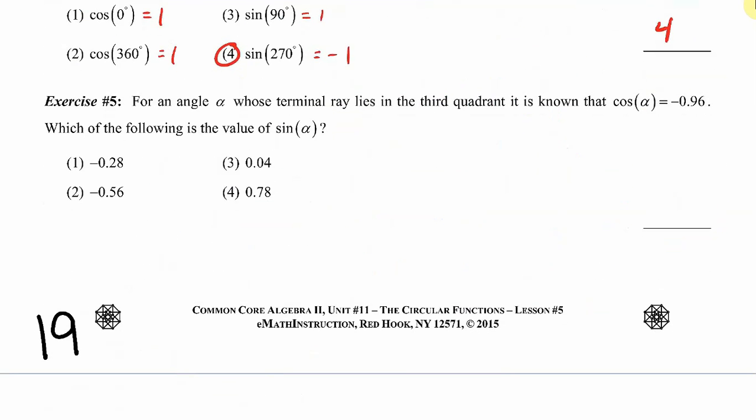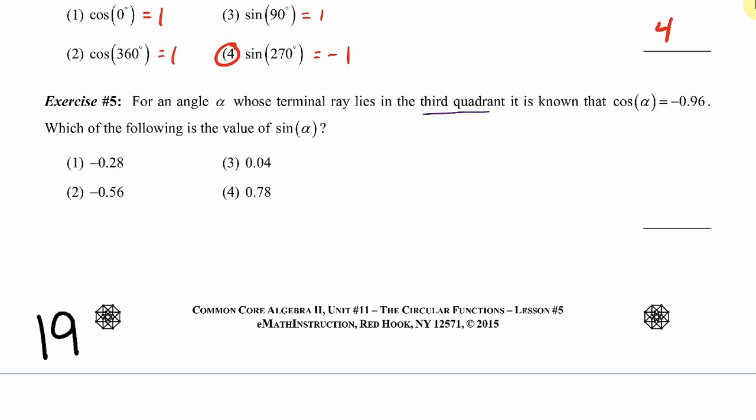For angle alpha, whose terminal ray lies in the third quadrant, it is known that the cosine of that angle is equal to negative 0.96. Which of the following is the value of sine alpha? For a problem like this, with these random values, we have no idea what the angle is. We know we're in the third quadrant.